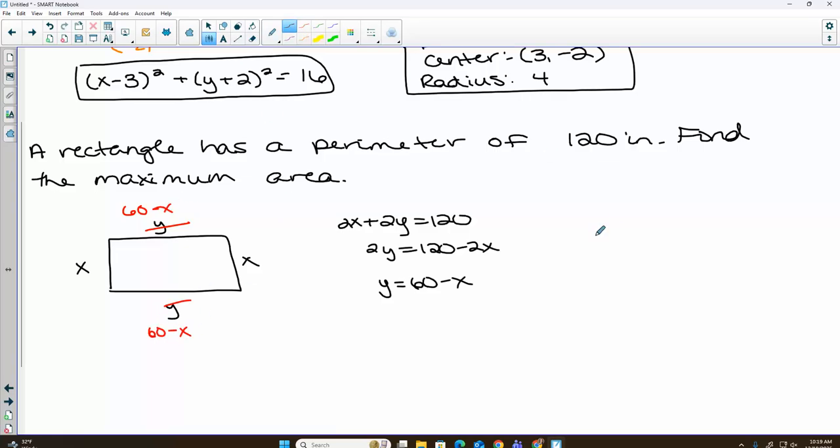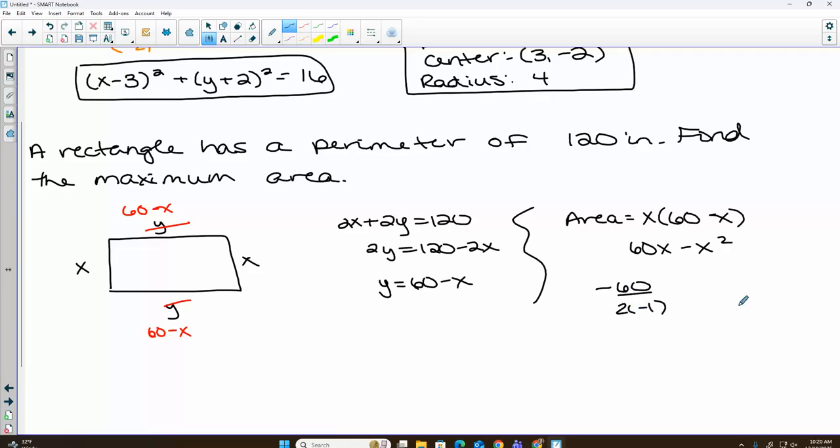How do we do area? How do you find area of a rectangle? x times 60 minus x. So you get 60x minus x squared. Maximum or minimum is vertex. So you do the opposite of b, so that would be -60 over 2 times -1. So -60 divided by -2 is 30.